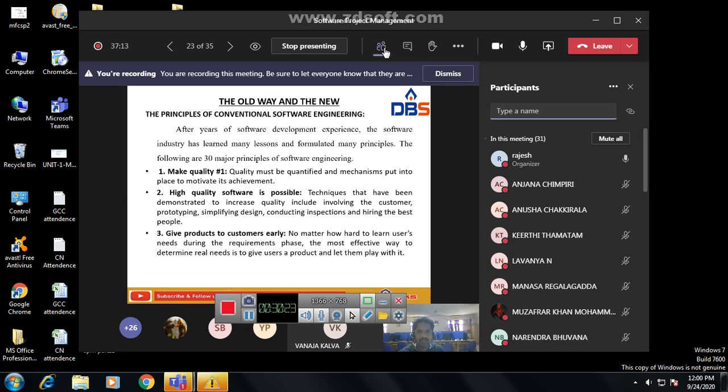The principles of conventional software engineering. So after years of software development experience, the software industry has learned many lessons and formulated many principles. So the following are 30 major principles of software engineering. So later, we can implement them.